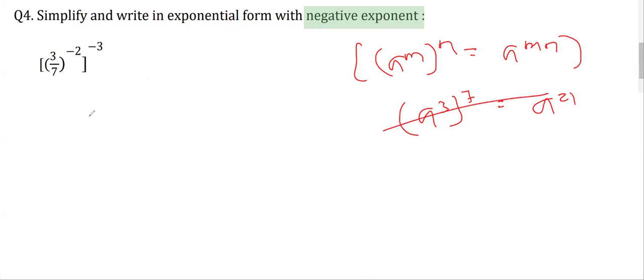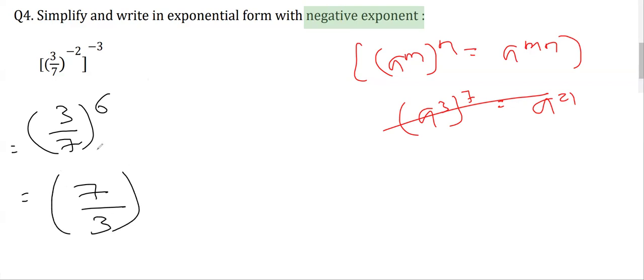So if I apply this property here in this question, we can say that this is 3 by 7 raised to the power minus 2 multiplied by minus 3. So minus 2 into minus 3 is positive 6, right? But as you can see, we need the answer in negative exponent, and you must be knowing that to make the exponent negative, we have to reciprocate the base. So I reciprocated the base, which was 3 by 7, now it is 7 by 3, which is equal to.